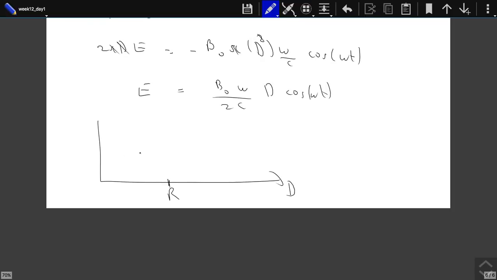Let's say this is R. Initially it increases linearly, and then it decays as 1 over d. This is at a given time.